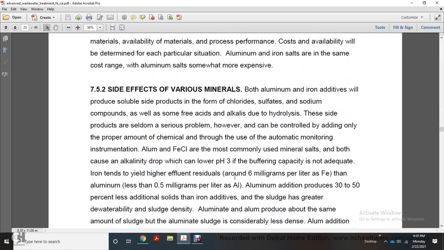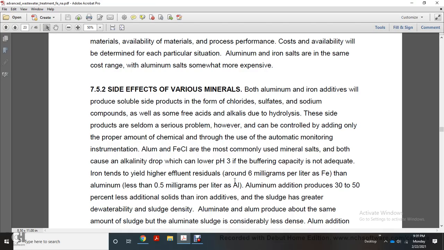Side effects of various minerals. Both aluminum and iron additives will produce soluble side products in the form of chloride, sulfate, and sodium compounds, as well as free acids and alkalines, due to hydrolysis. These side products seldom cause a serious problem, and can be controlled by adding the proper amount of chemical through the use of automatic monitoring instruments.